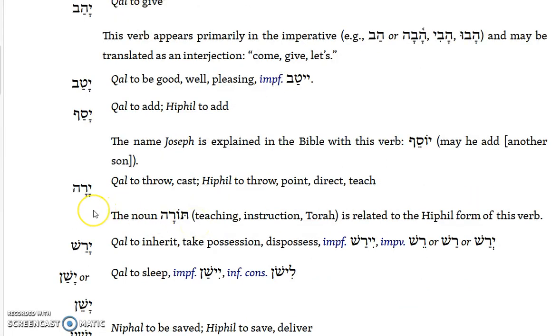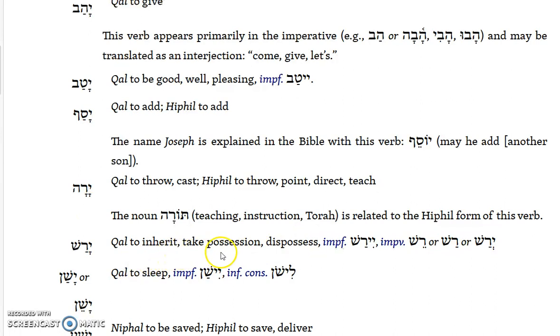And then Yara means to throw or to cast. And there's a related noun, Torah. In the hiphil, it means to throw, point, or direct, or to teach. And Torah means teaching or direction or instruction. And that's a real common word, Torah, often translated law, but it's really more of a pedagogical term, instructions or directions, related to the hiphil form of the root yara.